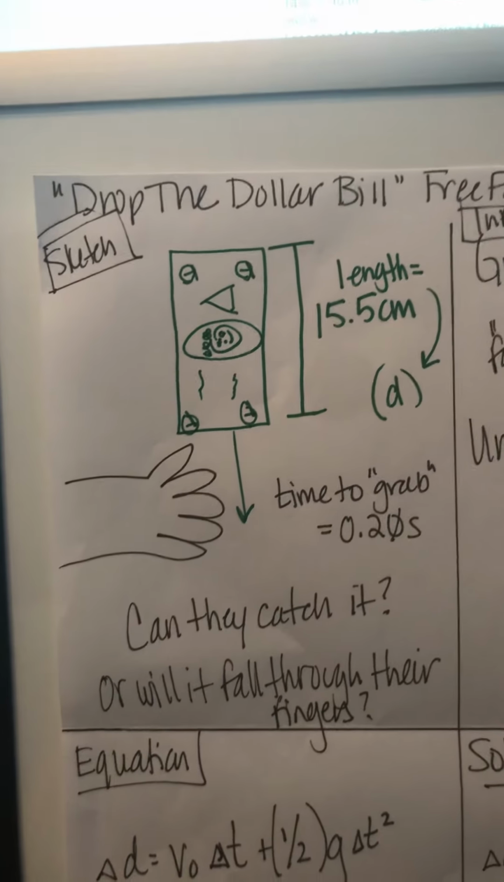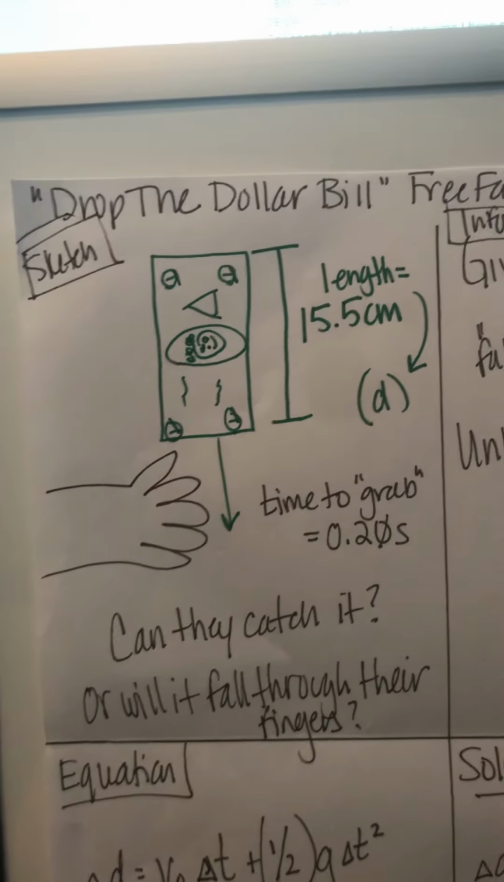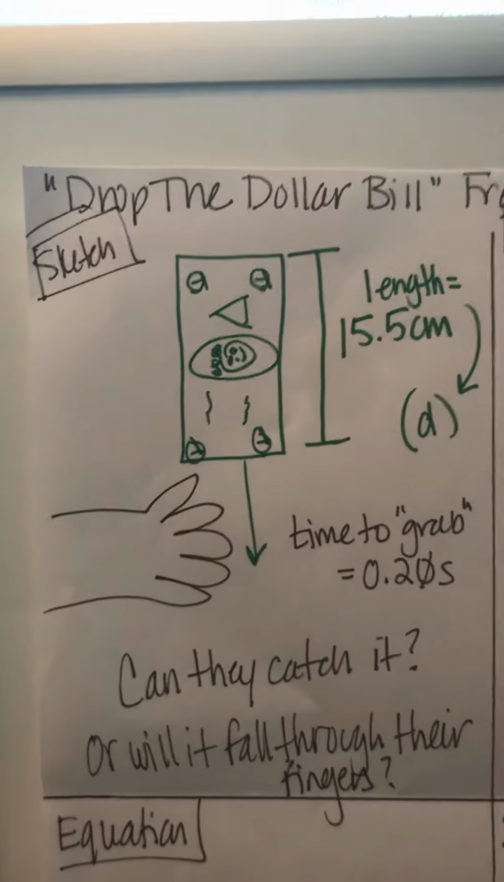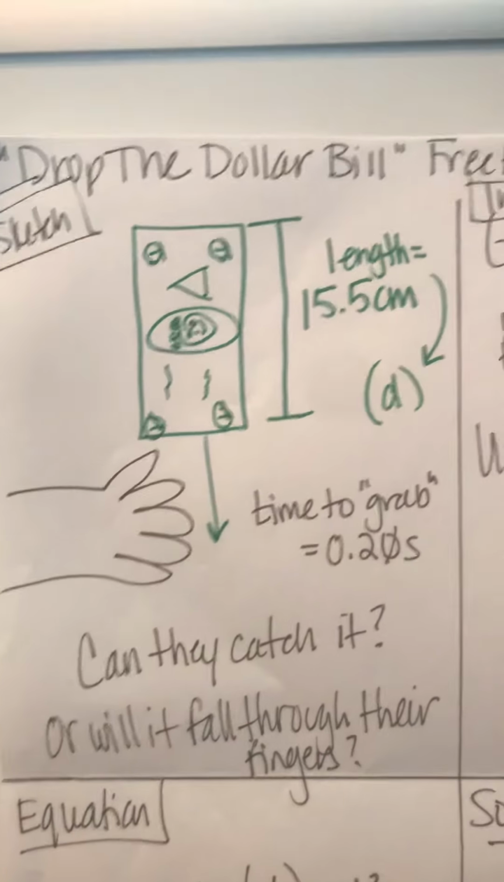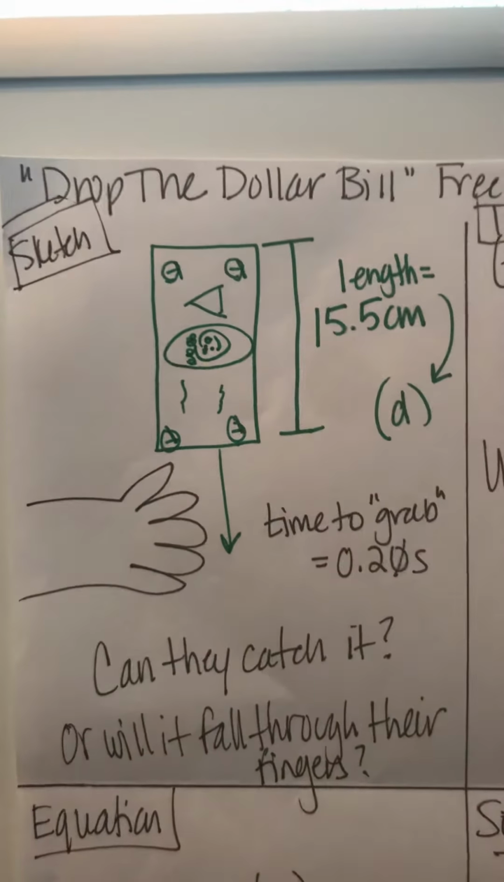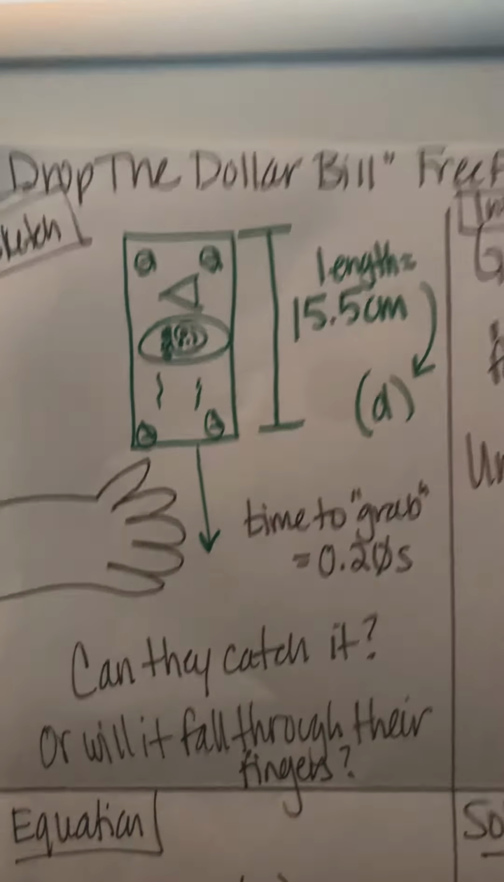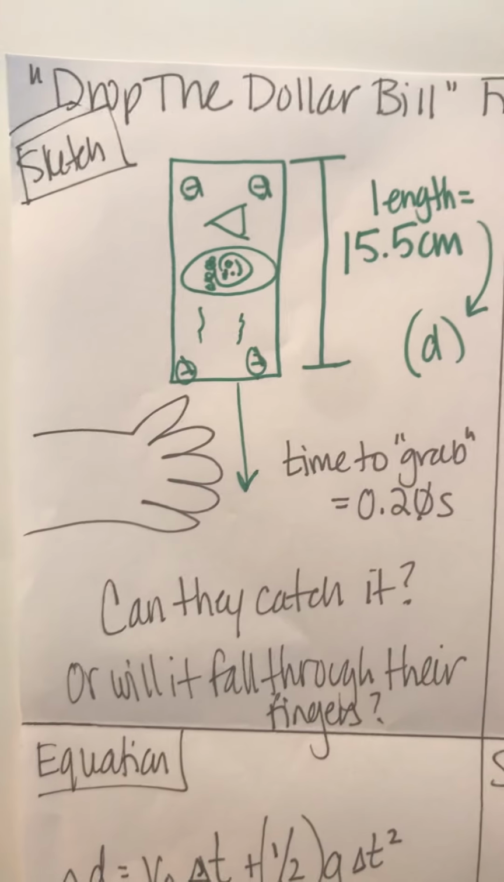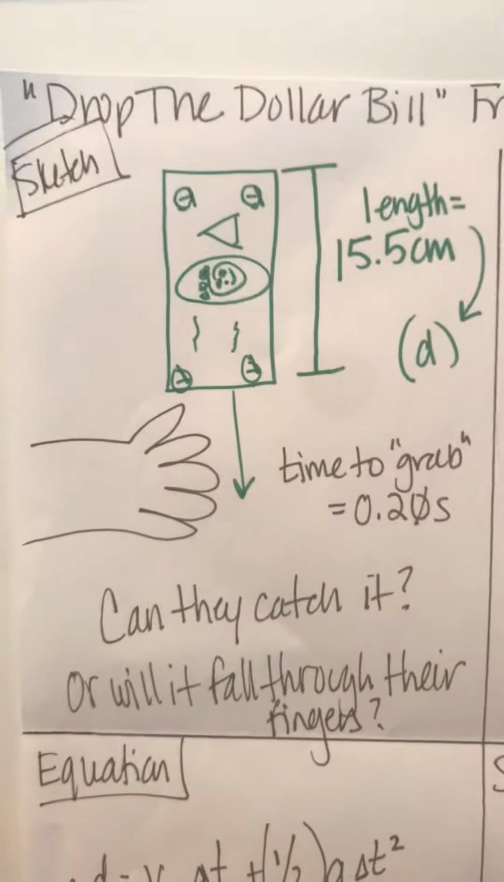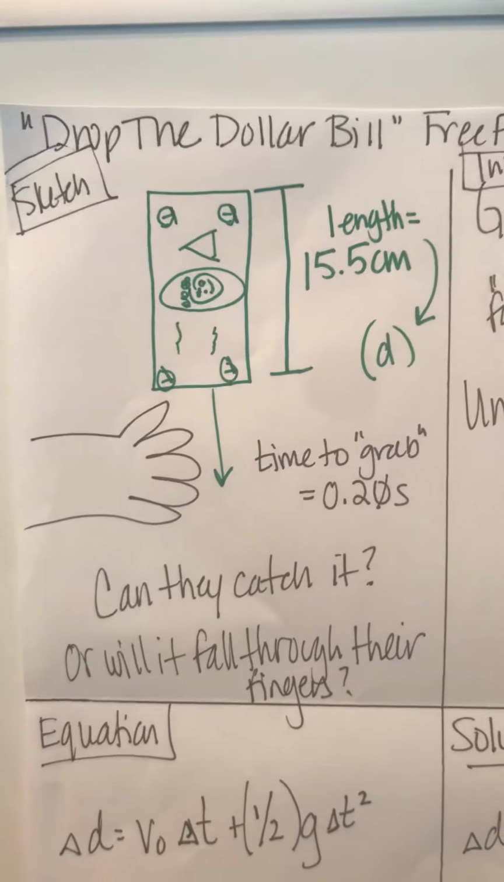It's got to be a crisp bill so that it drops well. Anyway, what we know is that a dollar bill is 15.5 centimeters in length. And we know the average human grasp time or reaction time is 0.20 seconds. So can they catch it or will it fall through their fingers? So how do we solve this problem?